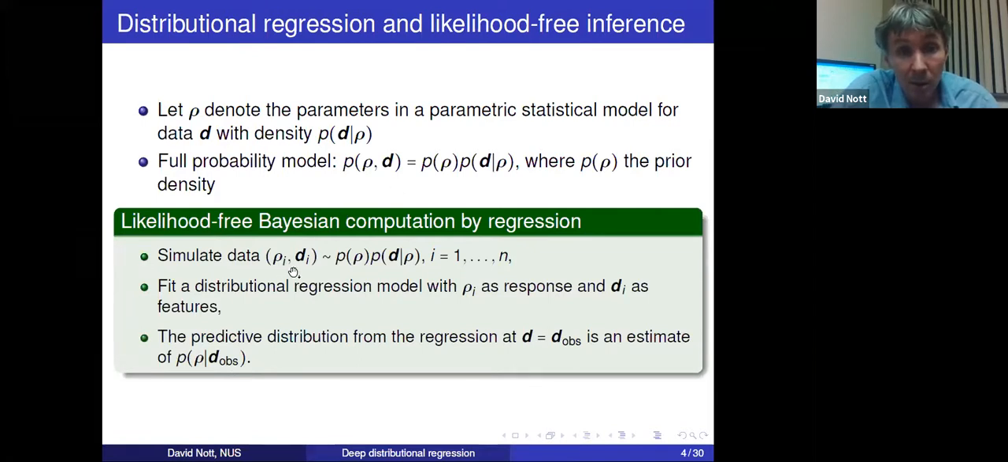I could simulate n pairs of parameters and data from this joint model. I could fit a distributional regression model with the parameters as the response and the data, or summaries of the data, as features. Then in that regression model, I can get the predictive distribution at the observed data as an estimate of the posterior distribution. Here, for simplicity, I've just talked about simulating data from the prior, but you can do something slightly more clever if you had, say, a pilot estimate of the posterior.